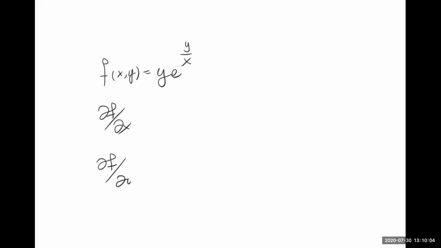Okay, as you can see, derivative is easier than limits in some sense. Well, so suppose we have a function f(x,y) equal to, say, y e to the y over x. What is partial f partial x and what is partial f partial y? Think about this one for 2 minutes. Compute these two partial derivatives.